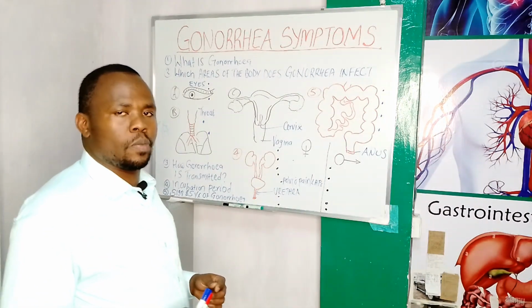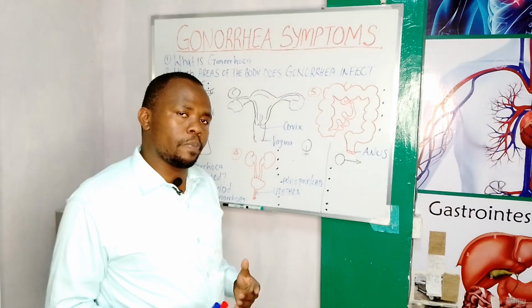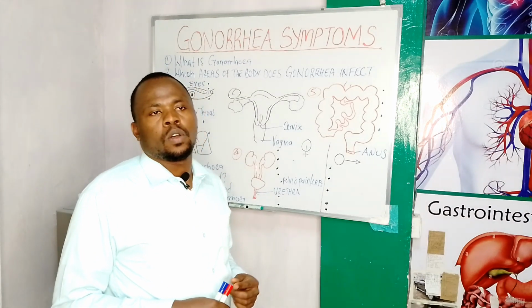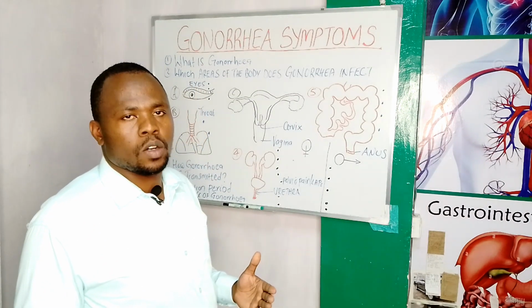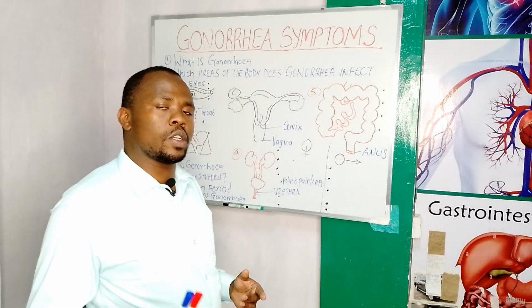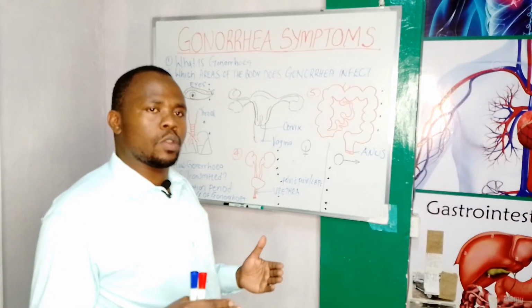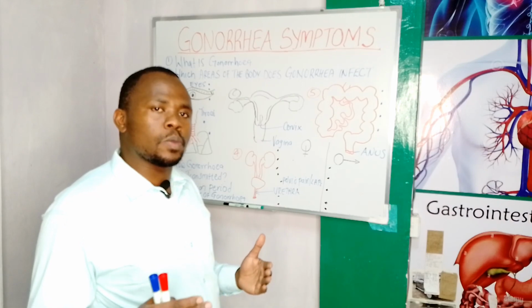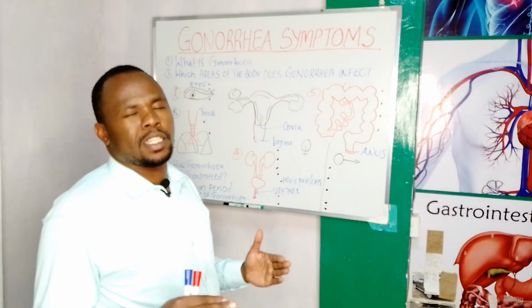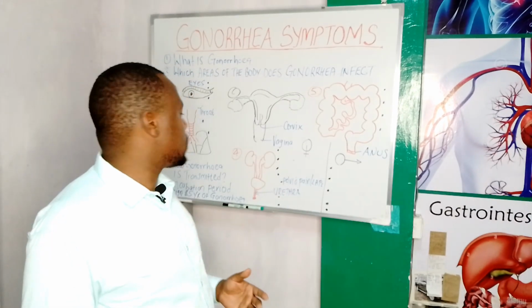What is the incubation period of gonorrhea? If you have sexual intercourse with someone who has gonorrhea today, from today up to the day when the symptoms of gonorrhea will appear, it takes about 2 to 14 days.